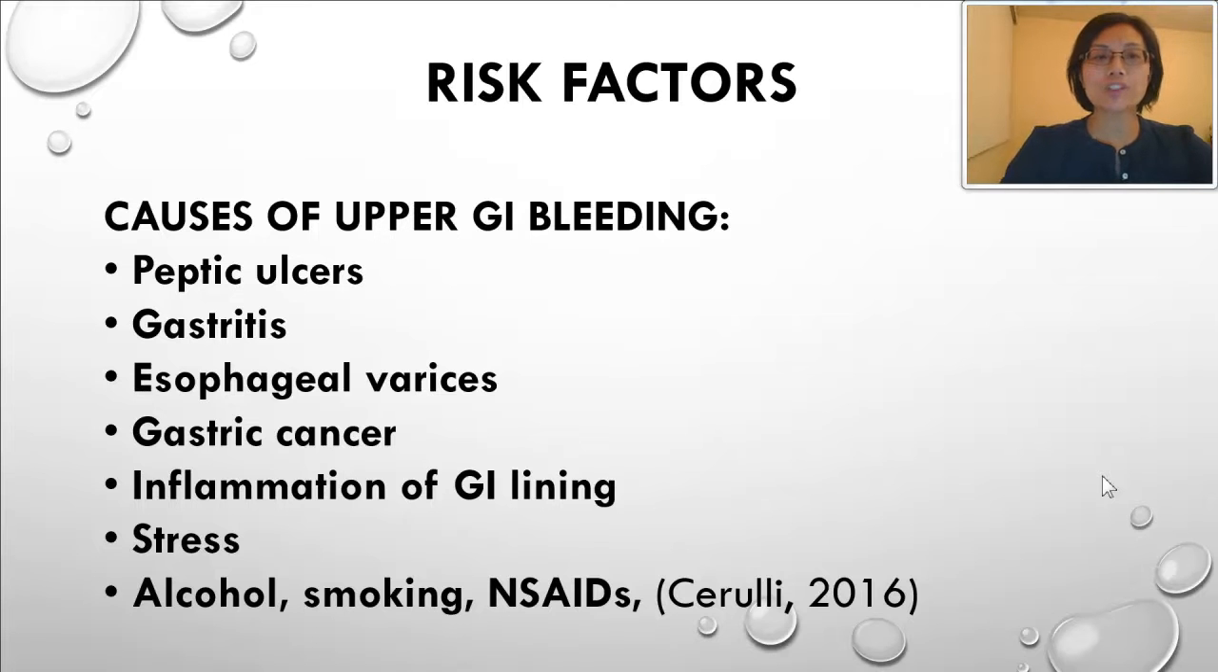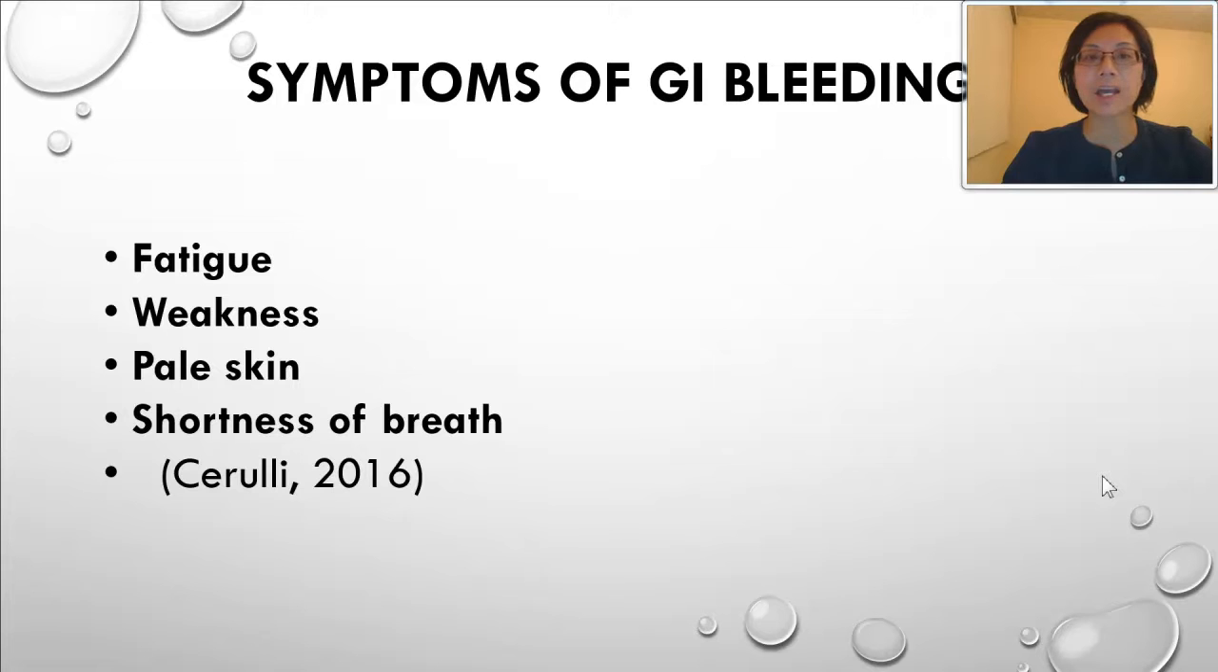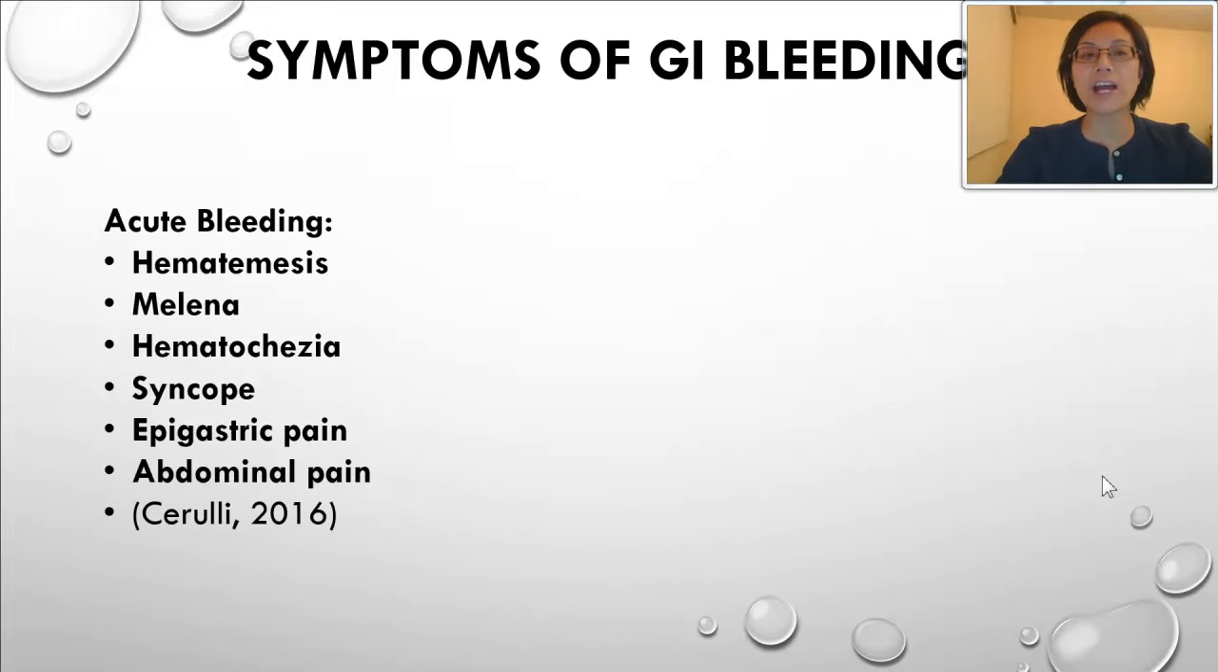What is causing upper GI bleeding? It could be peptic ulcer, gastritis, gastric ulcer, inflammation, stress, or using alcohol, cigarettes, and NSAIDs. Symptoms of GI bleeding: the patient may have weakness, look pale, have shortness of breath, bleeding when they vomit, dark stool, syncope, and gastric or abdominal pain.